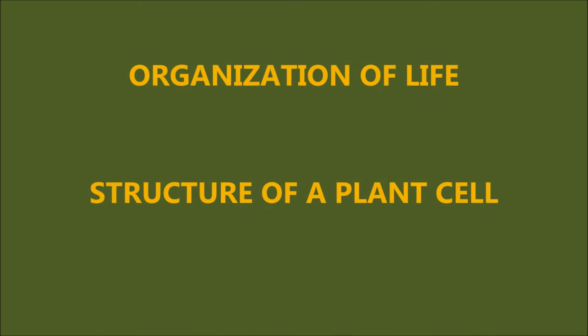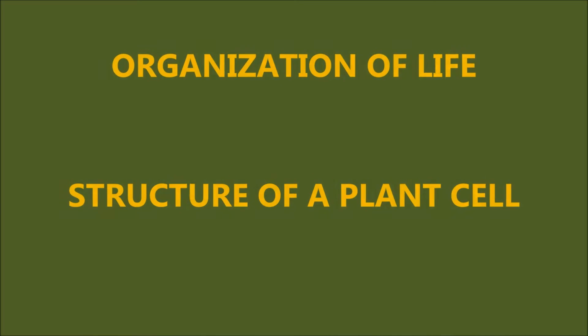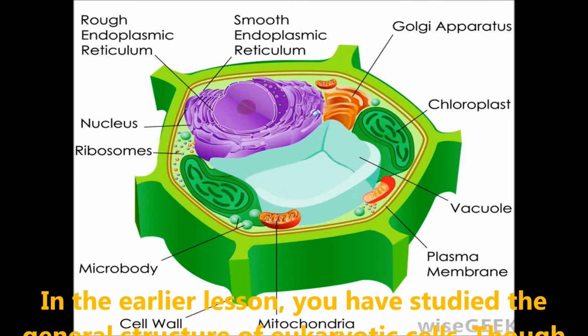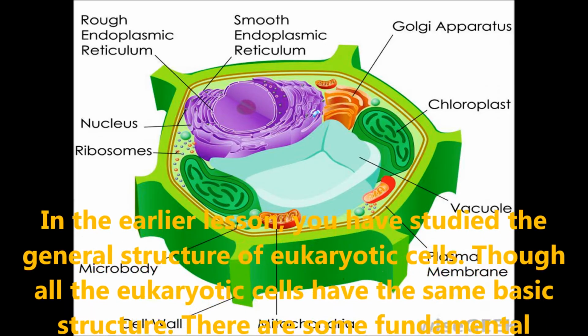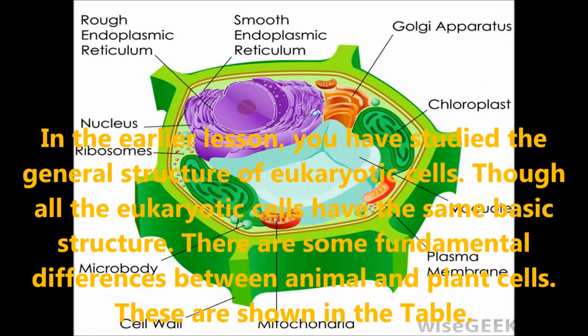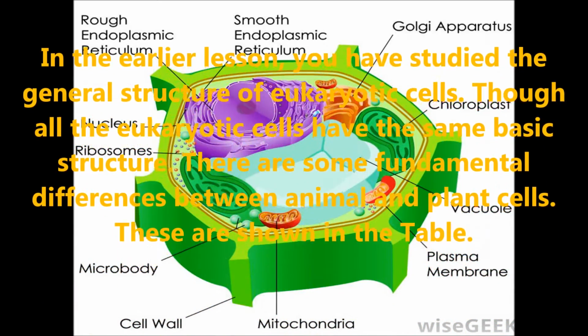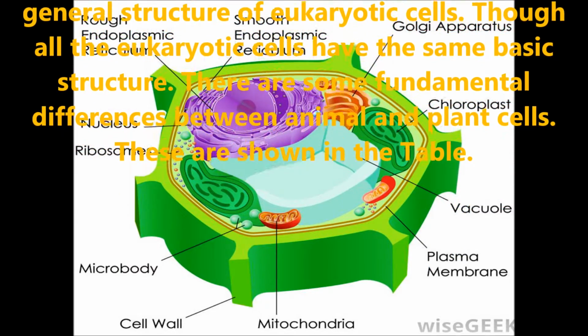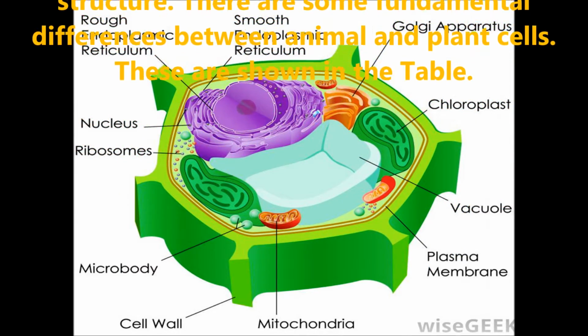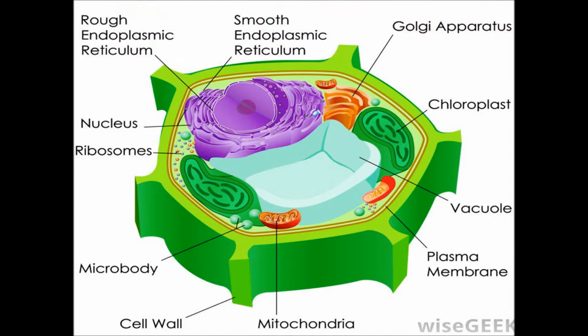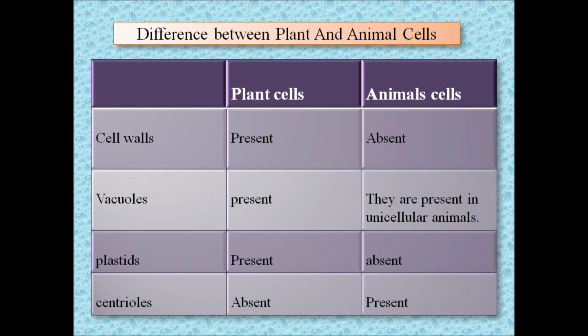Today we are going to explain about the structure of a plant cell. Children, in the earlier lesson you have studied the general structure of eukaryotic cells. Though all the eukaryotic cells have the same basic structure, there are some fundamental differences between animal and plant cells. Let us see what is the difference between animal and plant cells.